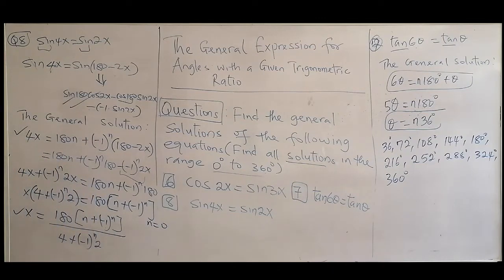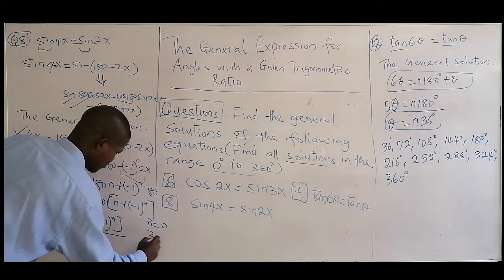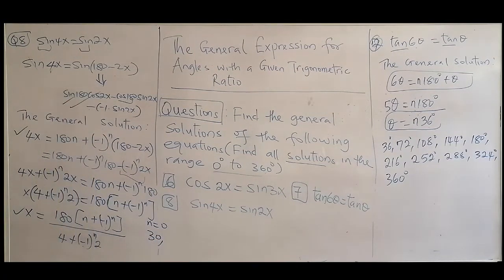We have 1 there, that's 180. Up there, that's 0 plus 1, so that's 1. Then here also, that's 1, so that will be over 6. So the first value will be 30. I'm listing the solution, 30.